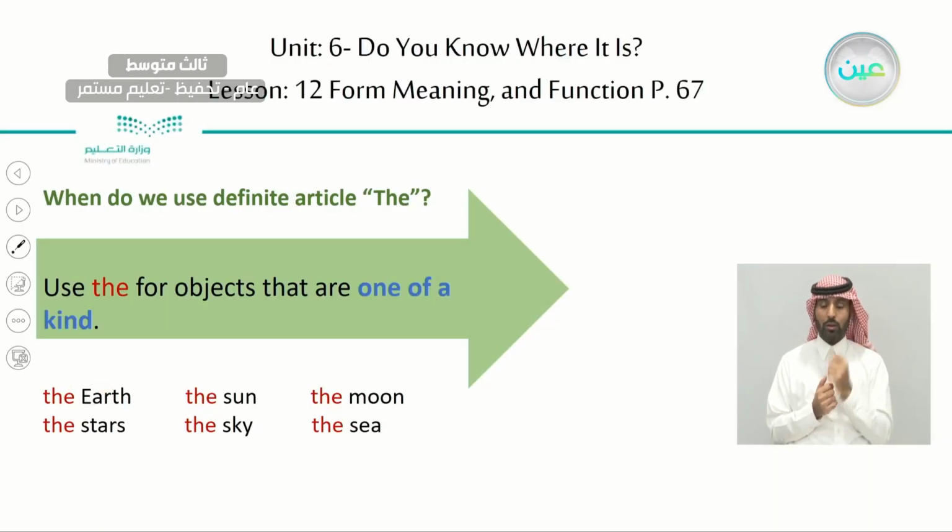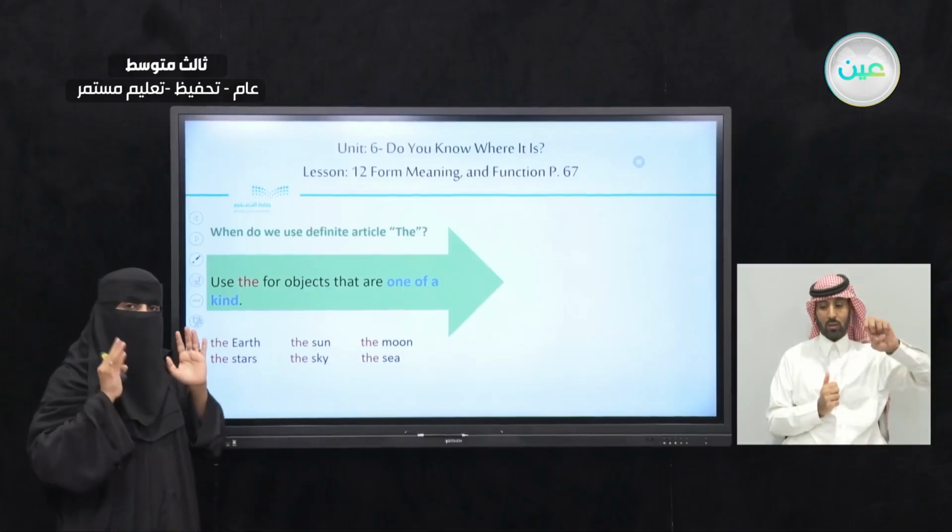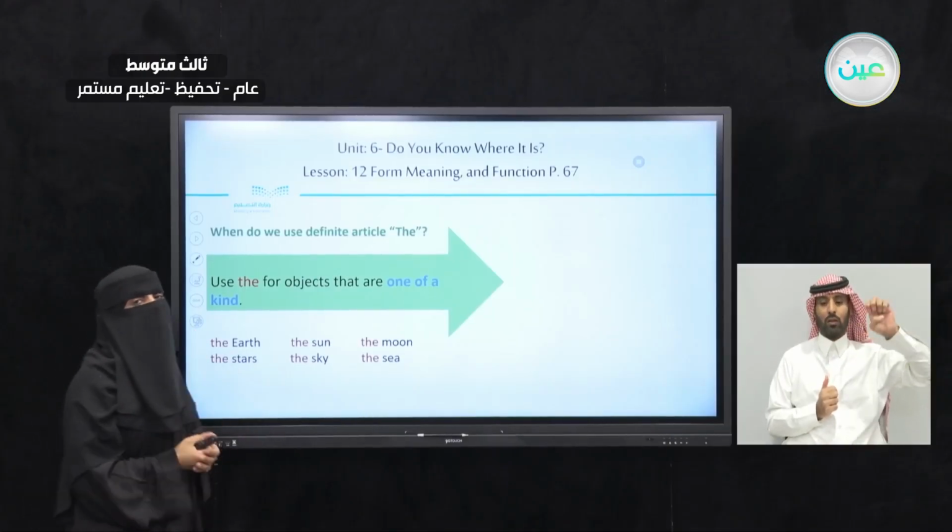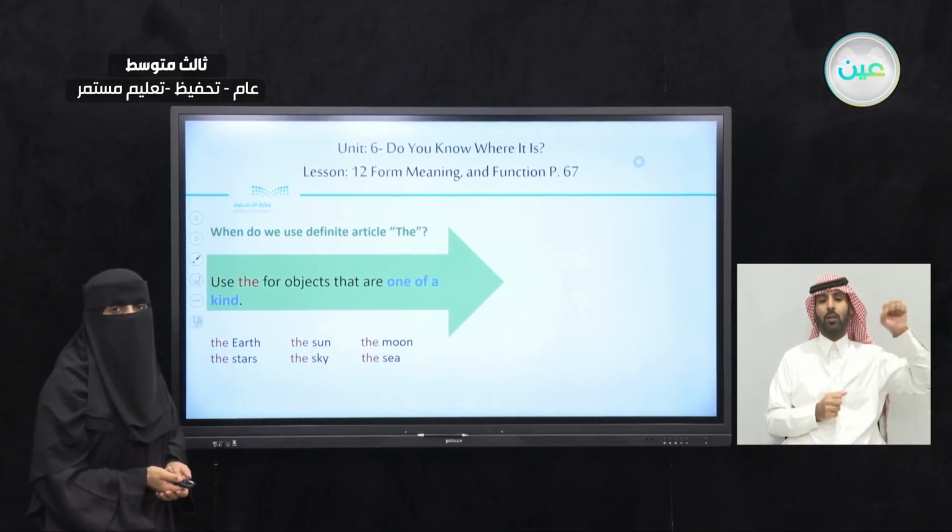The earth, it's one of a kind. Do we have other earths? No, it's only one planet, right? So we say the earth, the sun, the moon, okay? The stars, the sky, the sea. When we are talking about something one of a kind, we use the before it, okay?